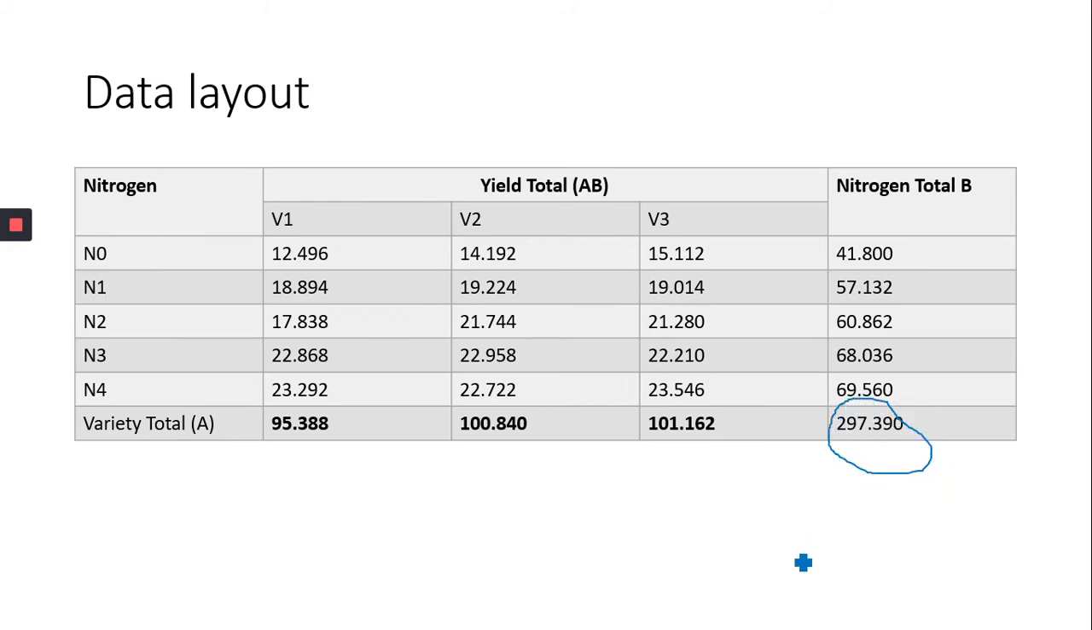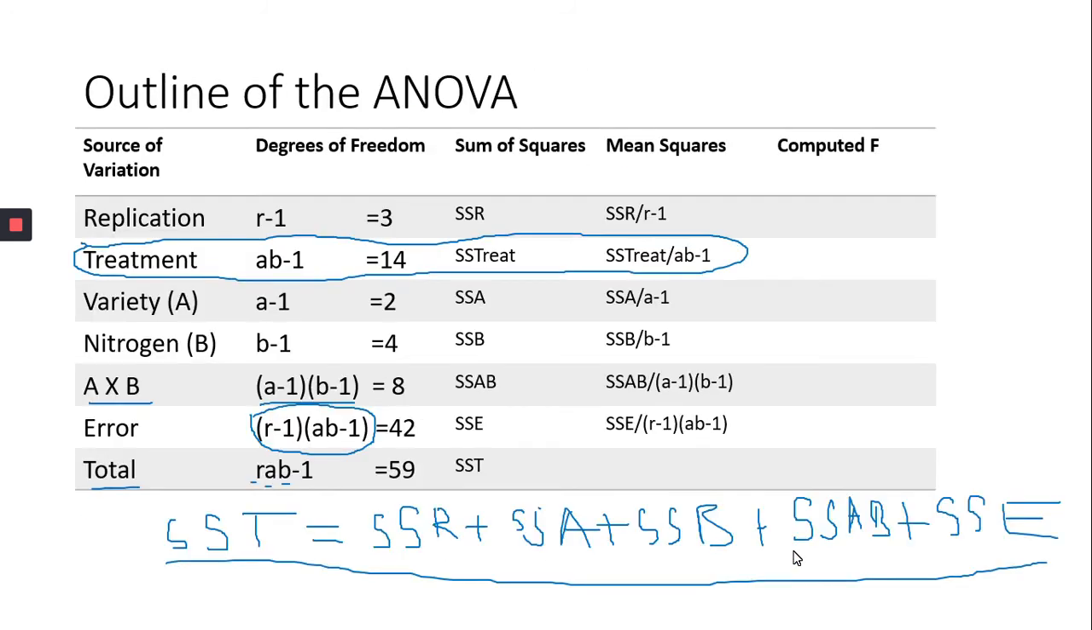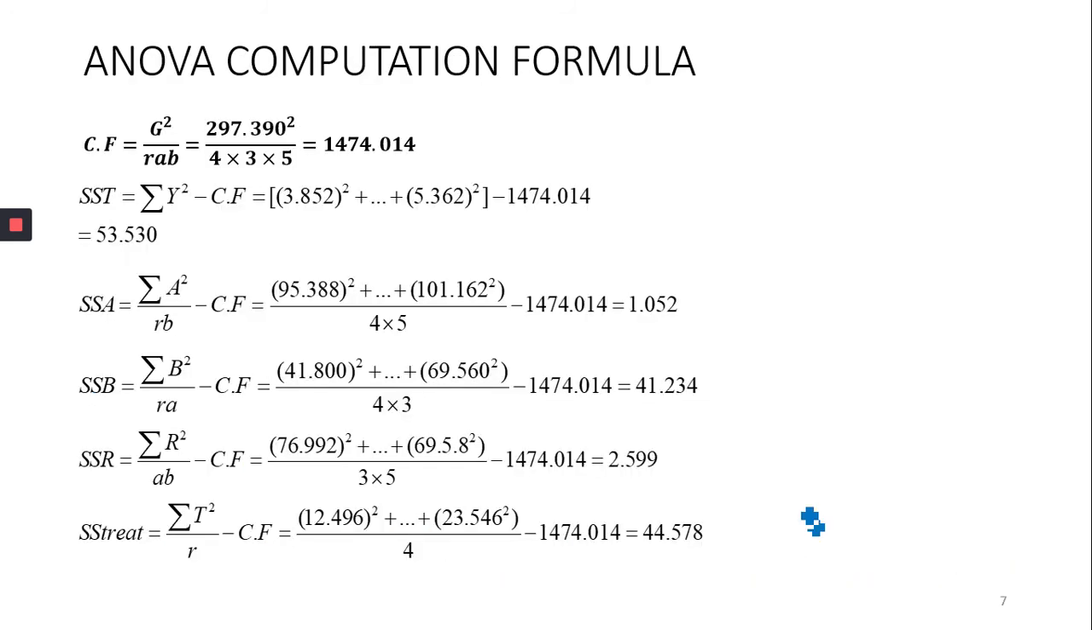We divide by the total number of observations. So we will have that divided by 60. That will give us this one as our correction factor. Now, how do you get the SST?